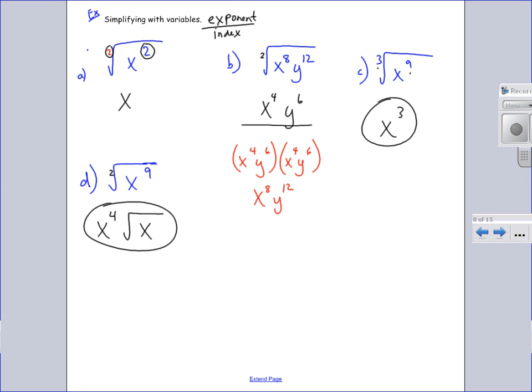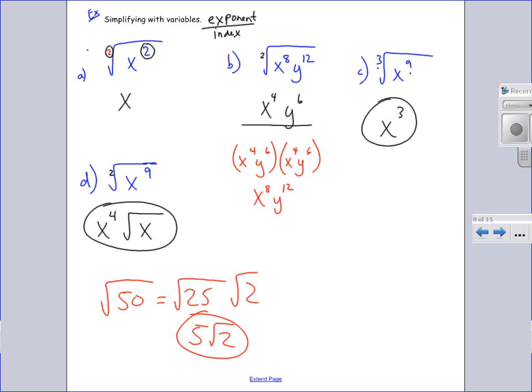This compares exactly to this situation right here. It's exactly similar. Square root of 50, break it up into 25 square root of 2. We say 5 square root of 2. Well, this square root of 2, there's no perfect squares that go evenly into that, so that's left under the square root sign. Same thing here with this x. There's no perfect squares that go evenly with that, so it's left under the square root sign. It's an exactly analogous situation.